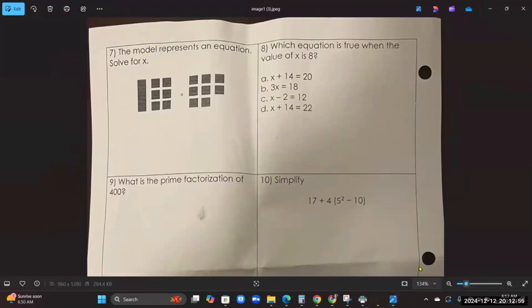All right, number 7. The model represents an equation, solve for x. Looks like we got x plus 6 is equal to 8. So the first thing would be to subtract 6 on both sides, to get x is equal to 2. We see the two that are left.